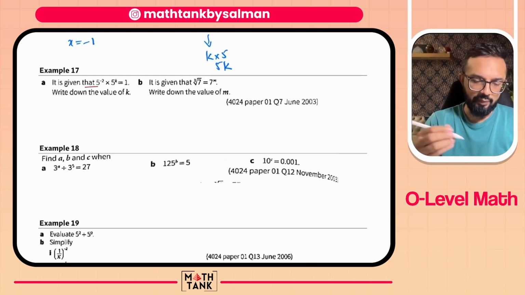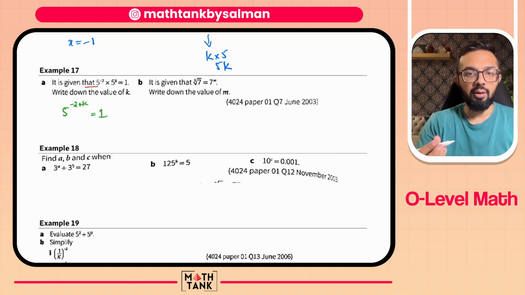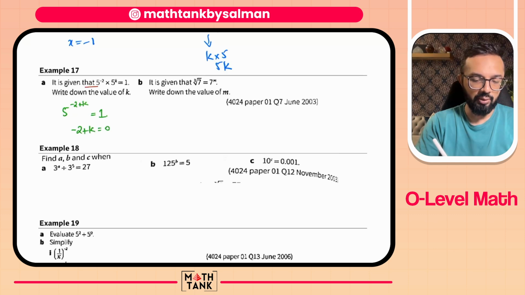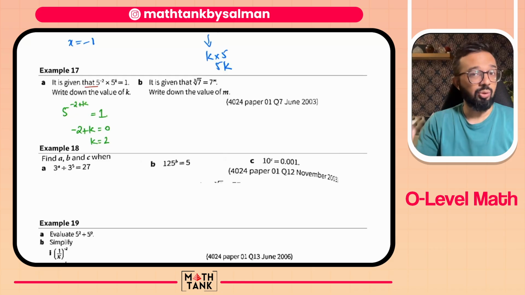It is given that 5 power minus 2 into 5 power k is equal to 1. So when the bases are the same, the powers get added. When is anything 1? When the power is 0. So minus 2 plus k should equal 0. So k should equal 2. That's the solution to this. You should be able to do this without a calculator if you are doing a paper without a calculator.